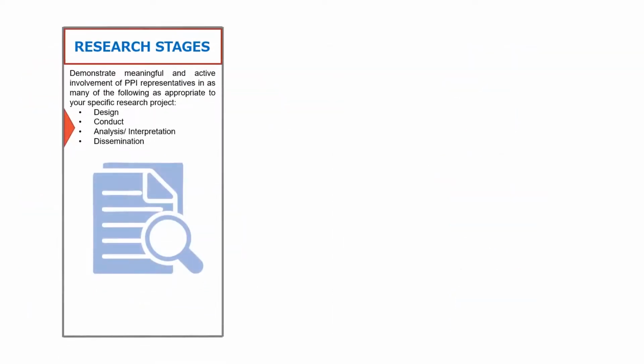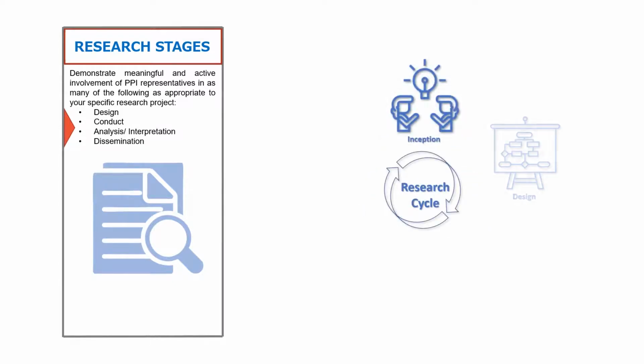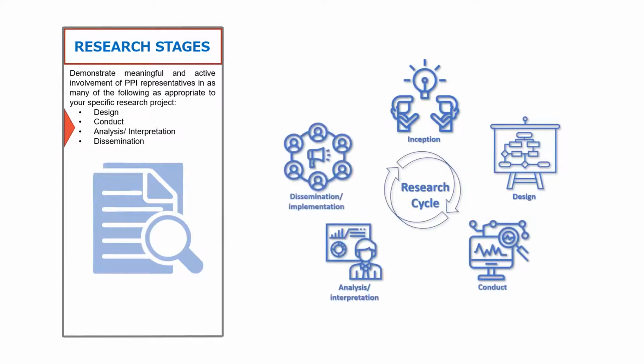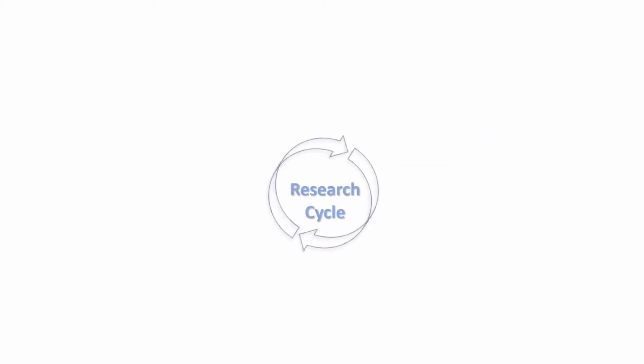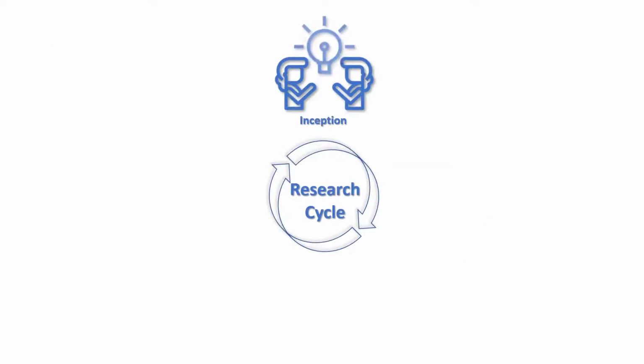Next, research stages. Here we show how the public and patients will be involved in specific stages of the research cycle from inception to close of project. This is the most important section and should take the most time to complete. Here we need to demonstrate meaningful and active involvement of PPI representatives in as many aspects of the following as appropriate for your specific research project.